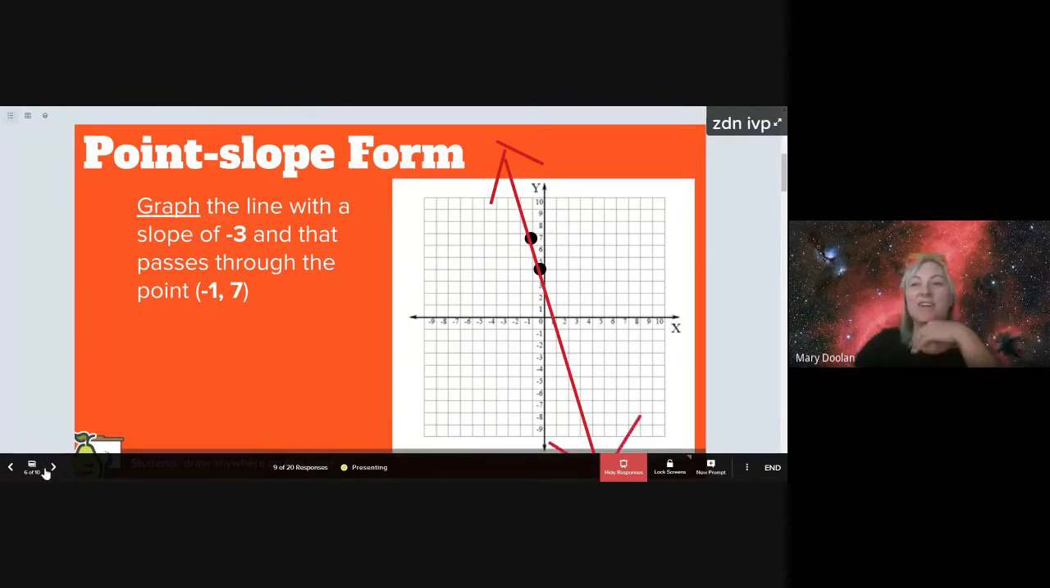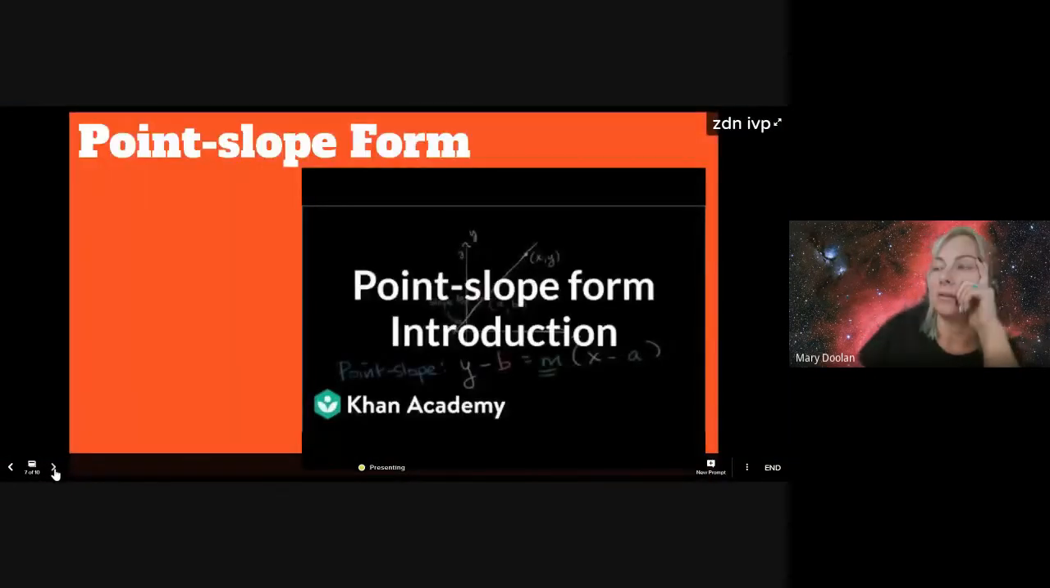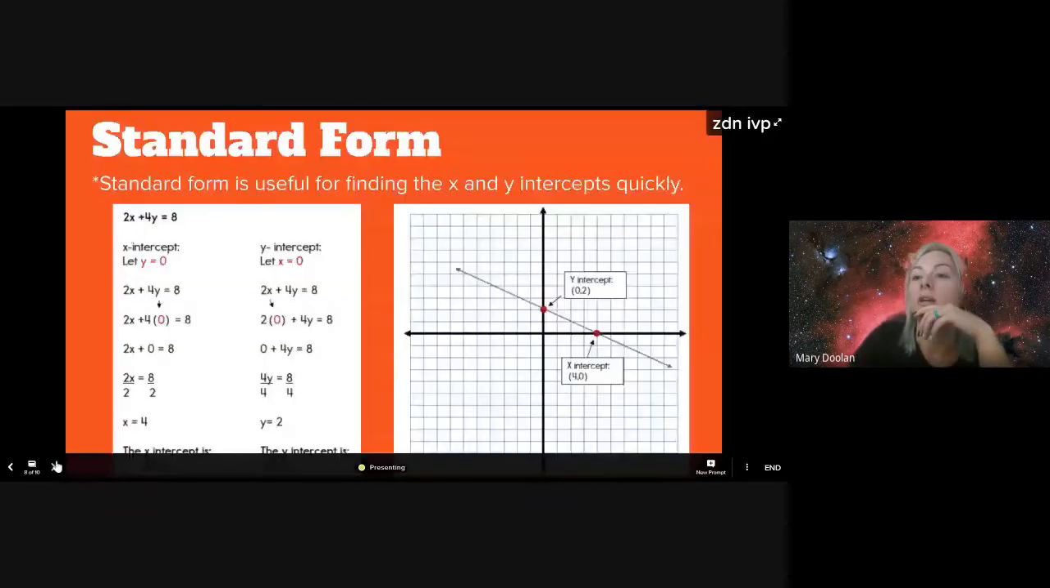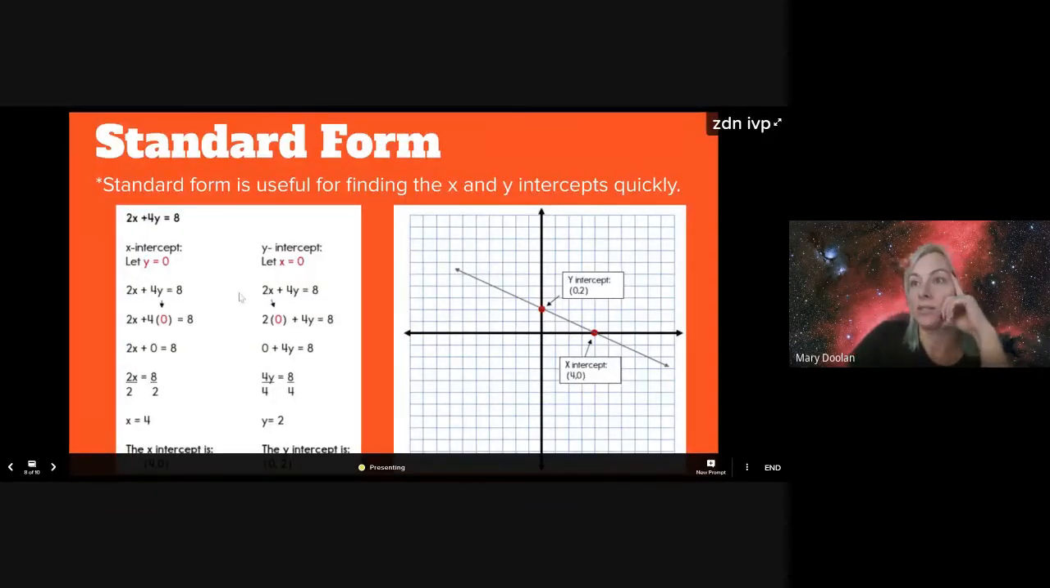All right. So next thing we're going to be doing here, I'm going to take you away from that slide, and we're not going to watch this video right now. You can go back and watch this. You always have access to your Pear Decks after we do a lesson. You could go back and watch it later. On slide 8, standard form. What is it good for? Well, it's good for finding the x and the y intercept quickly.